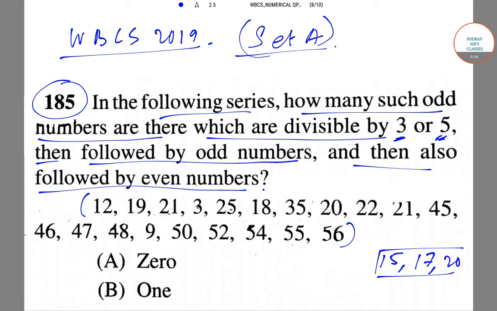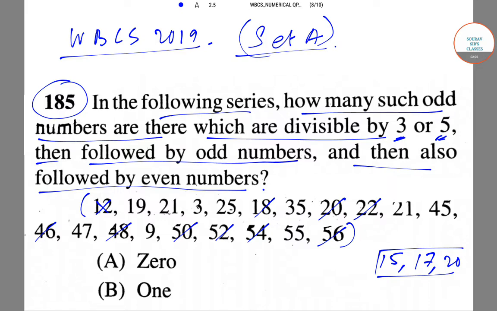Now let's start off with the first number. 12 is divisible by 3, but it is not an odd number. So first of all, let us cancel out all the even numbers. So 12 is cancelled out, then 18, 20, 22 are cancelled, then 46, 48, 50, 52, 54, and 56. These even numbers we have cancelled out. Now we'll be focusing only on the odd numbers.